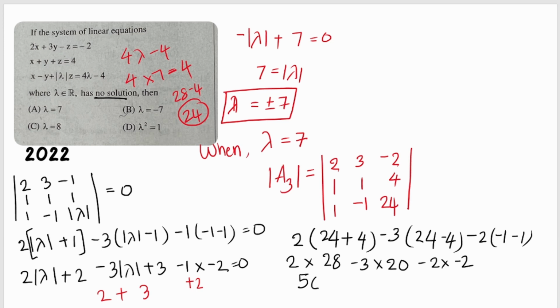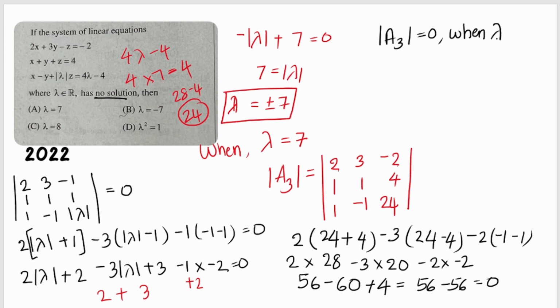56. 2 into 28 is 56, minus 60 minus 4. Sorry, plus 4. We'll get 56 minus 56 equals 0. Determinant of A3 will become 0 when lambda equals 7.